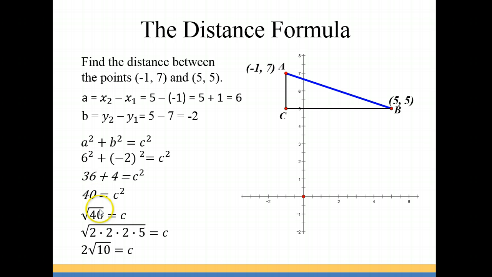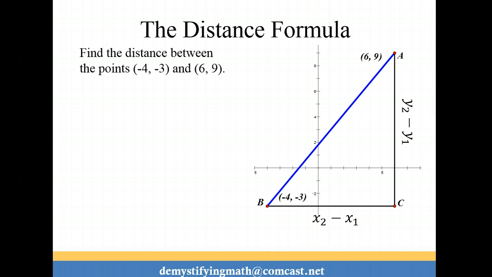Then we have to take the square root of both sides. So I rewrote 40 as 2 times 2 times 2 times 5, which you can think of as 8 times 5, but since 8's not a perfect square, it's better to break it up as its prime factors. So we have 2 times 2, or 2 squared, and the square root of that is 2, and we're left with 10 underneath the radical. So the length of side C, or the distance between our points, is 2 square roots of 10.